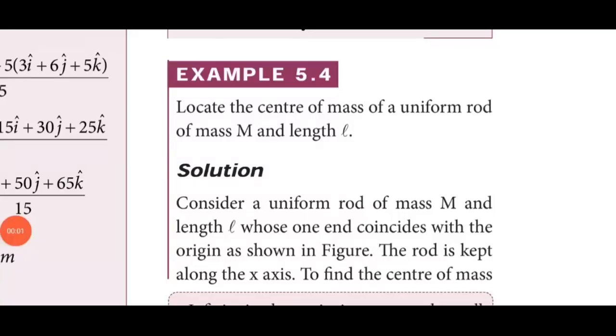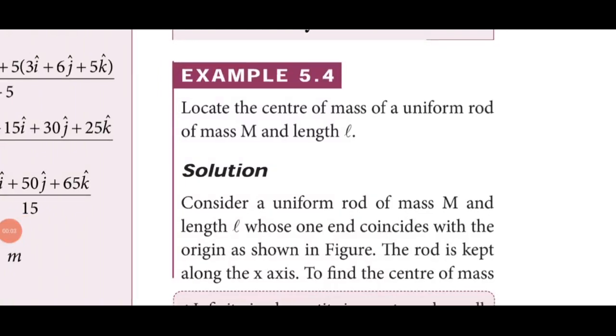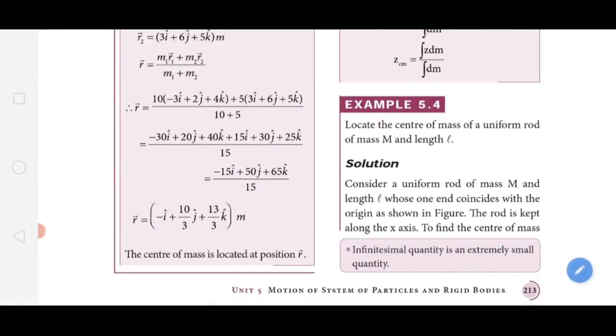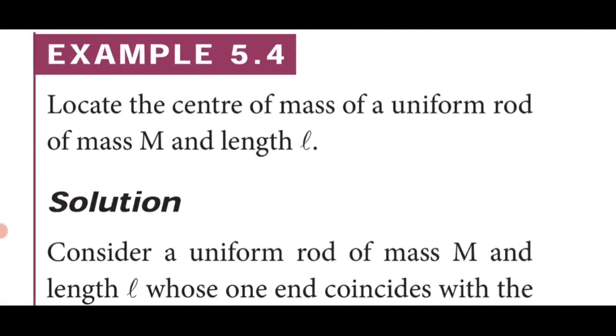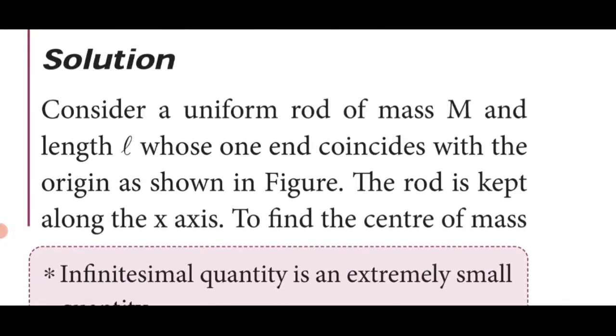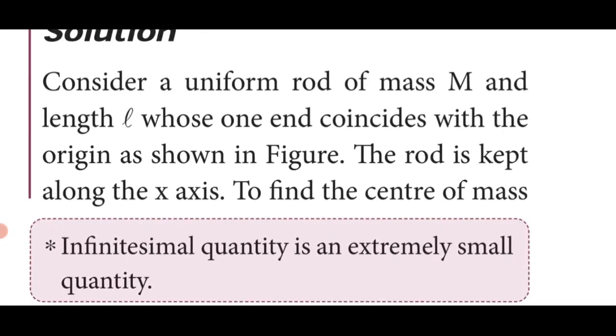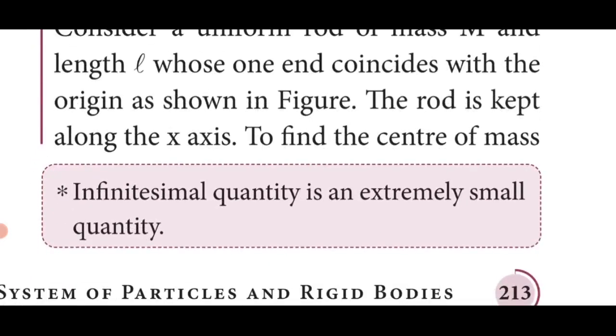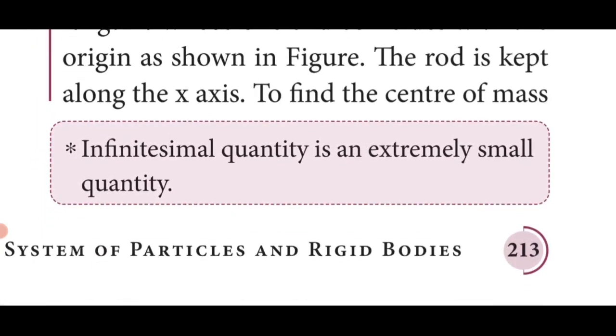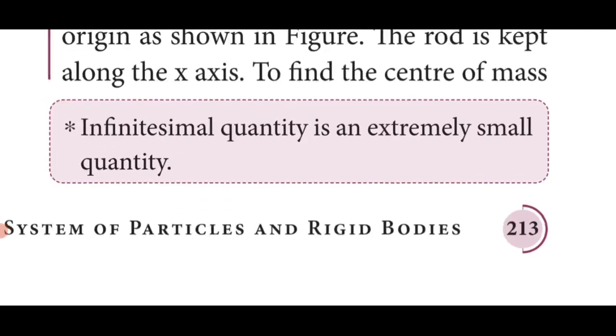We are going to see the next problem, that is example 5.4. In 5.4, what is given is: locate the center of mass of a uniform rod. Mass is given as capital M and length is given as small l. The solution is: consider a uniform rod of mass M and length L whose end coincides with the origin. So the rod is kept along the x-axis. We are going to find the center of mass.